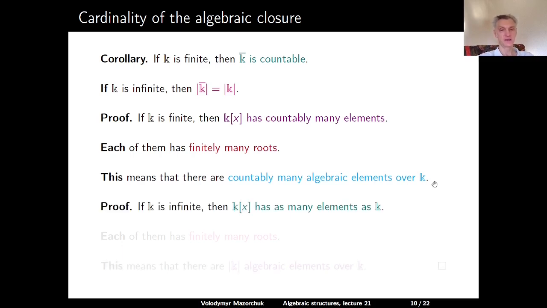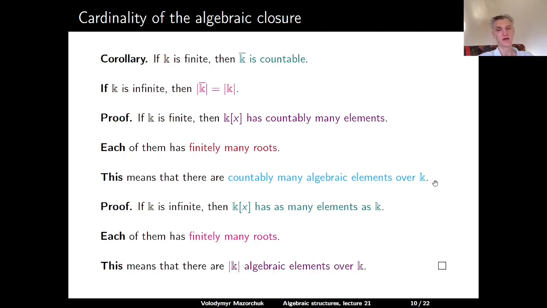If K is infinite, then K[x] has as many elements as K, and each of them has finitely many roots. So if we put them all together, we get exactly as many elements as the cardinality of K. And this proves our corollary.